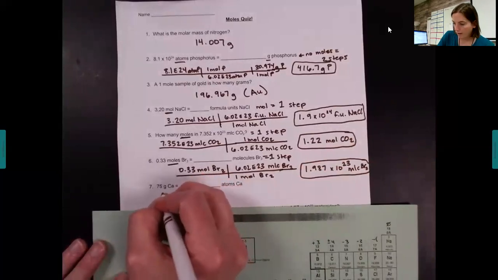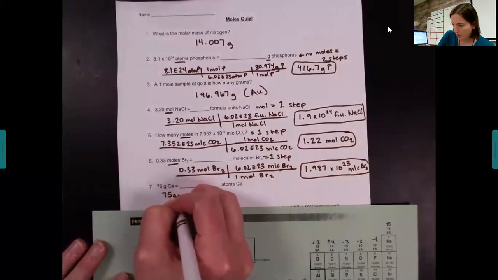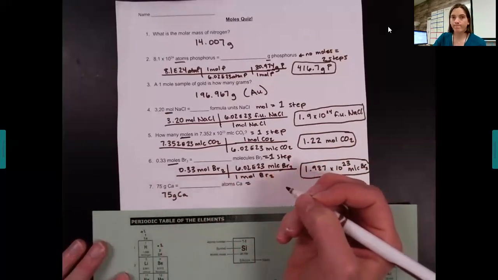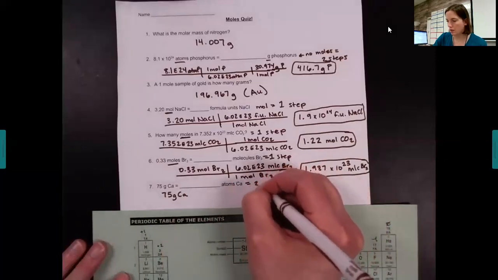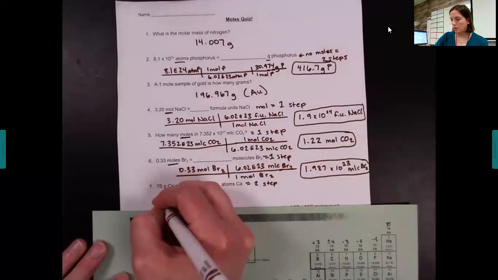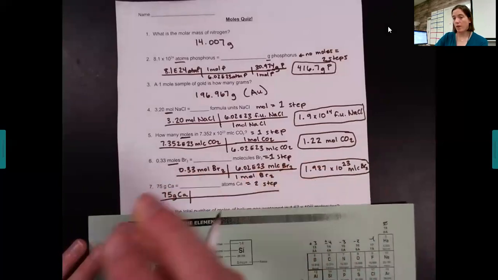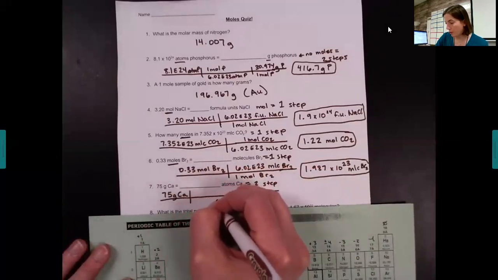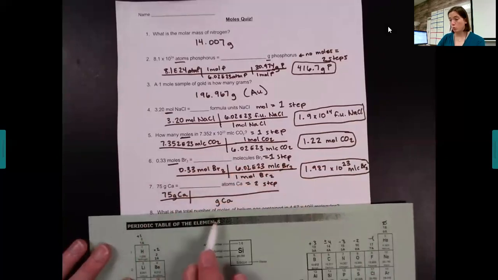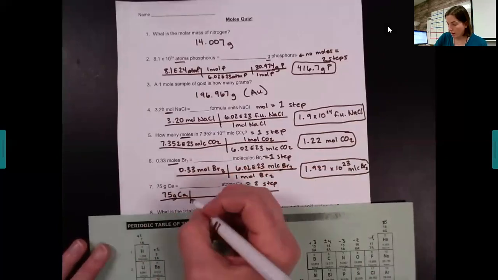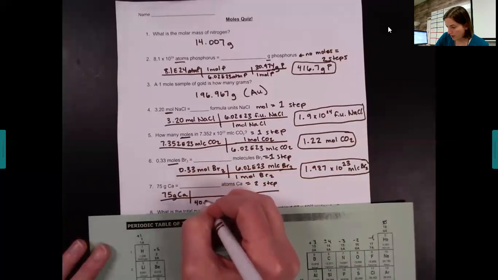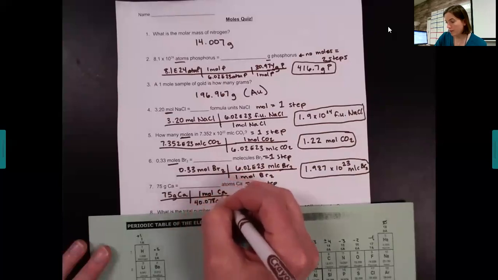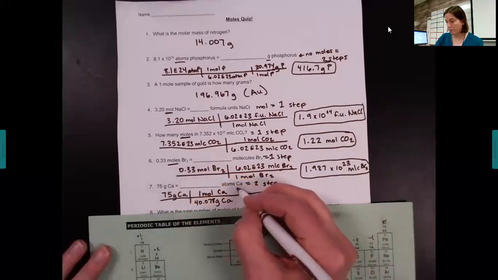Next, 75 grams of calcium is equal to how many atoms? Does it say moles in this problem? Nope. This is a two-stepper. So we start with our 75 grams, and we first have to convert that to moles. If we have grams on top, we're going to have grams of calcium on bottom. Because it's grams, we use the periodic table: 1 mole of calcium is equal to 40.078 grams of calcium.